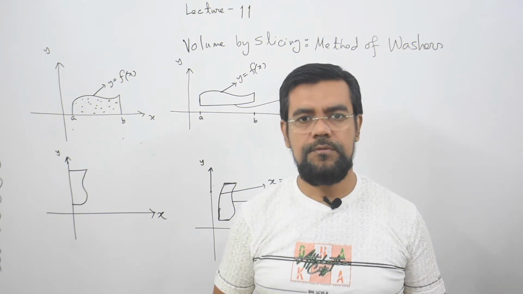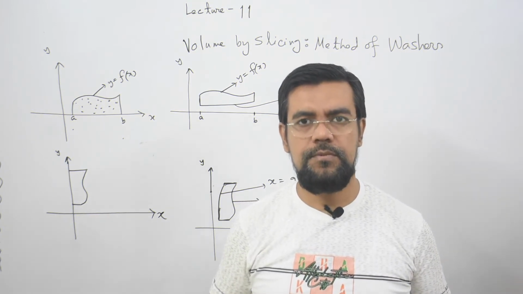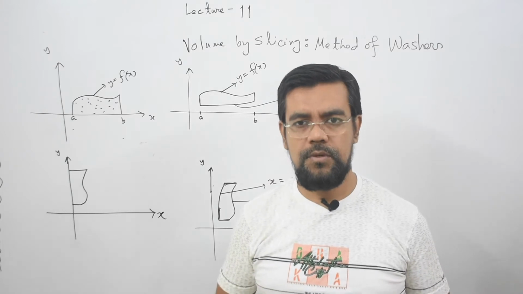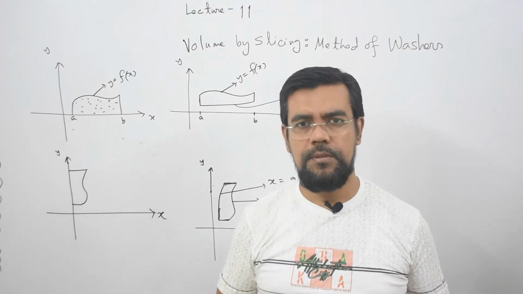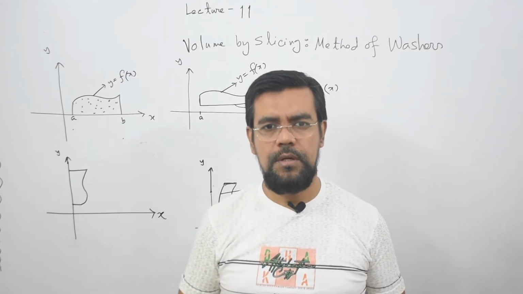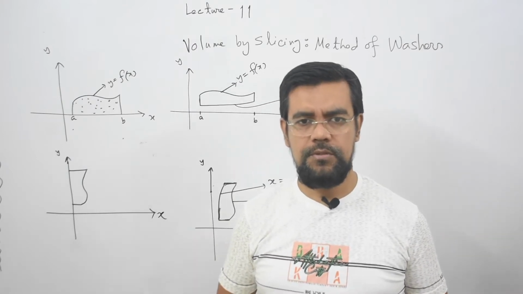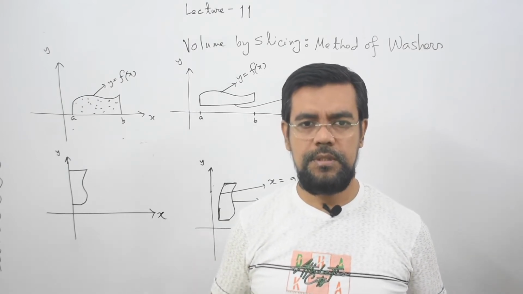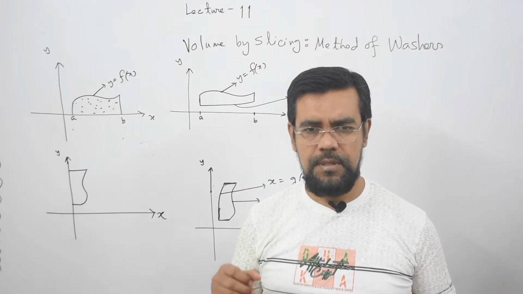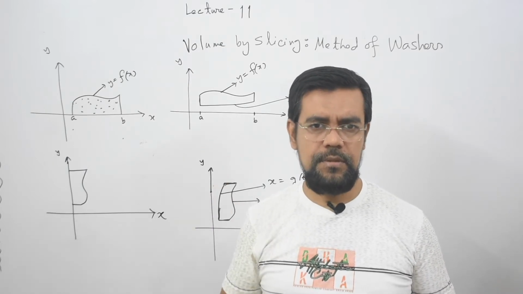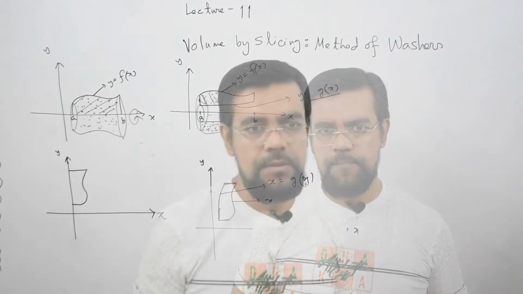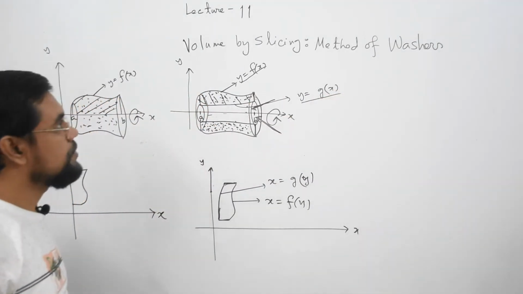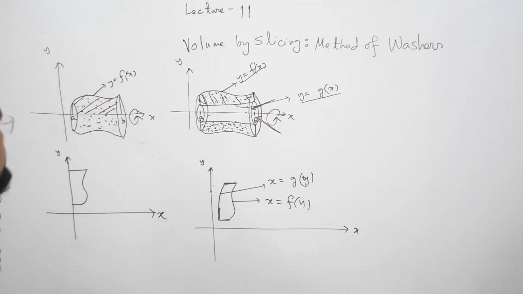Dear viewers, the topic of this lecture is calculation of volume of a 3D solid of revolution by the method of washers. And as we know, a solid of revolution is a solid that is created by revolving a plane region about a line. So let me first distinguish between the method of disks and the method of washers.